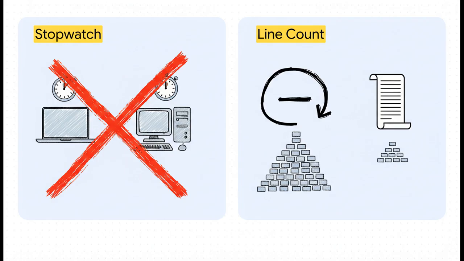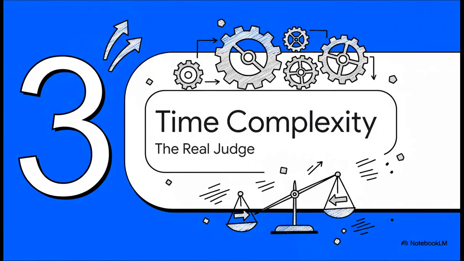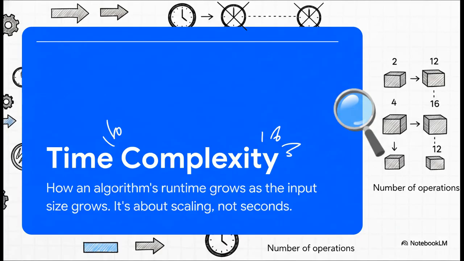We need something way smarter. And that's where this idea of time complexity comes in. This is the real deal. It's the industry standard for how pros actually judge and compare algorithms. Okay, this is the most important part to get. We're not measuring time in seconds or milliseconds. Time complexity couldn't care less about that.